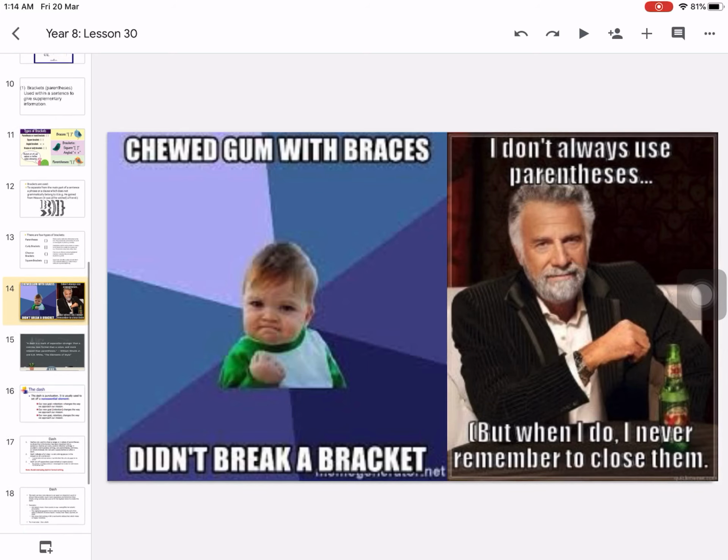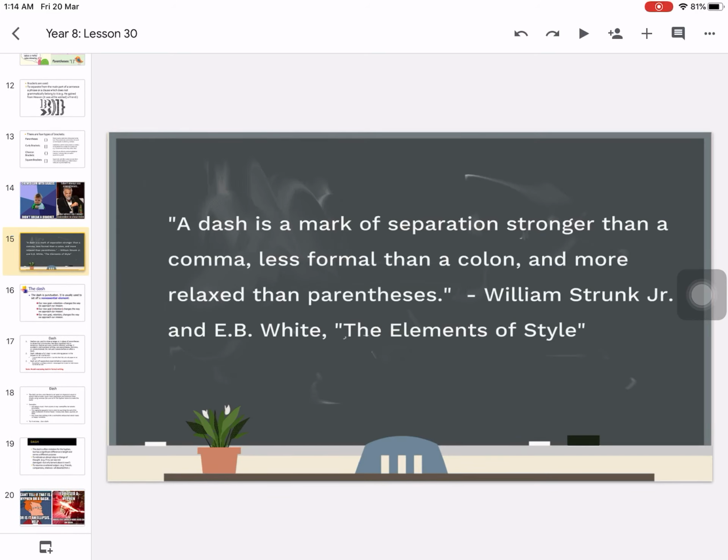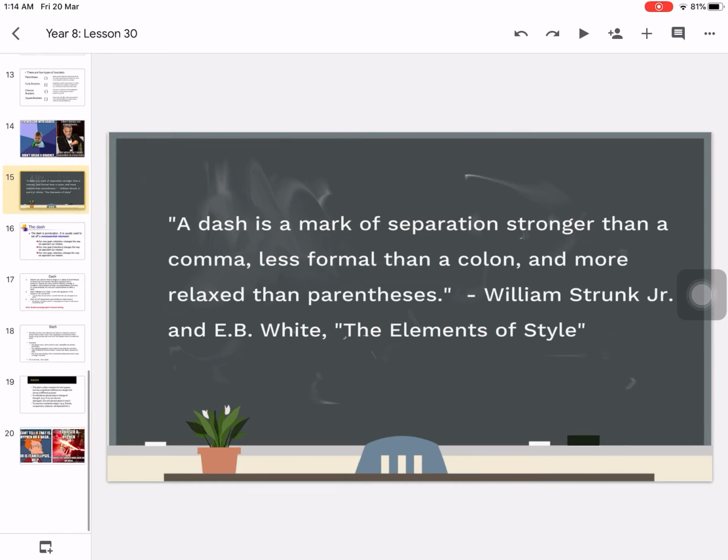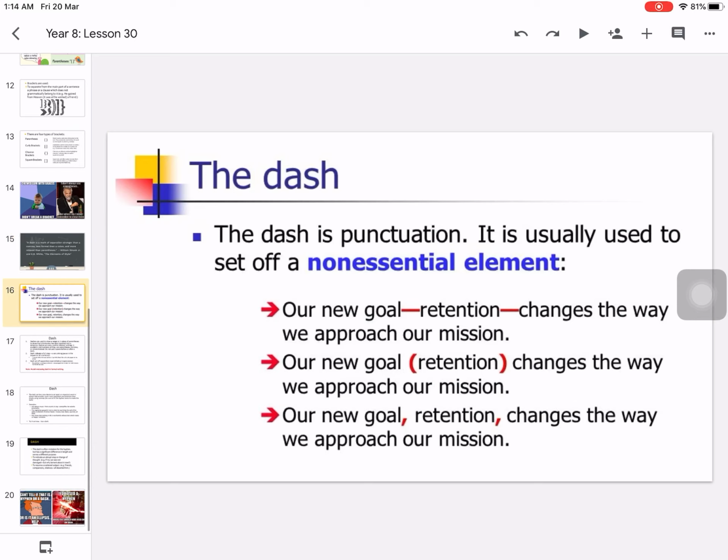Okay? Last but not least, a dash. A dash is a mark of separation, stronger than a comma, less formal than a colon, and more relaxed than parentheses. Okay, the example is like this. The dash is punctuation. It is usually used to set off a non-essential element, right? So I give you three sentence examples. The first one is using dashes. The second one is using brackets. And the last but not least, it is using commas.